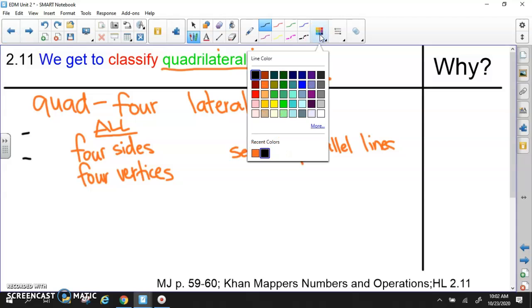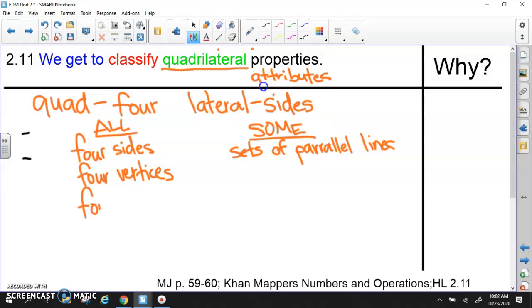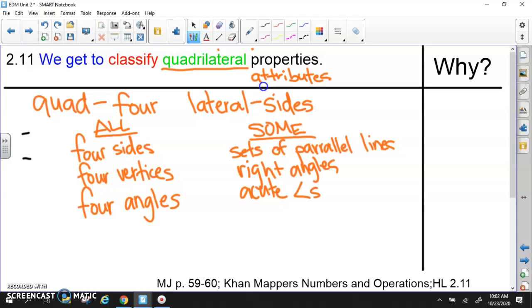One more thing, all of them have four angles, right? With vertices come angles as well. And we can say some have right angles. Some have right angles, some have acute angles. I'll even just use the symbol for angles. And some have obtuse angles. So those angles can change with that. Is everybody okay with the quadrilateral at this point?